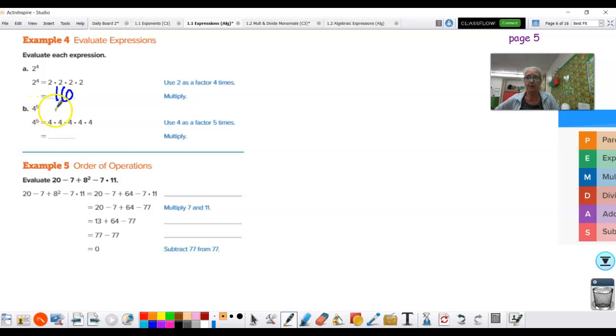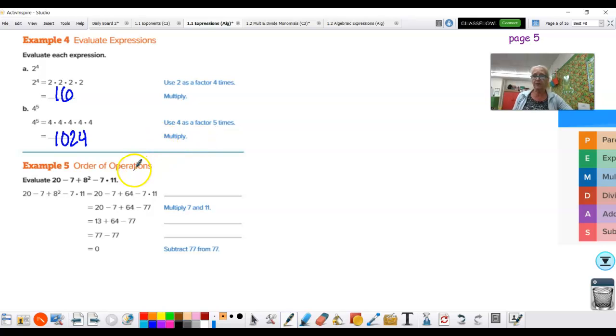4 to the 5th power, well, 4 times 4 is 16, and 16 times 4, and I think, gosh, I need a calculator for that one. I can do some math in my head, but not that much math. This is going to be 1024. Feel free to use a calculator at home too.